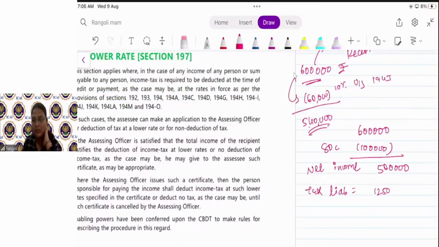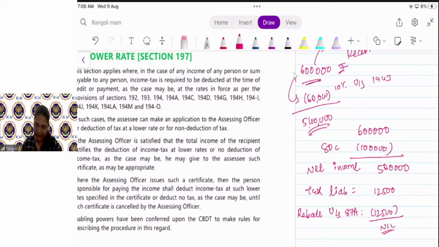So am I eligible for rebate under section 87A? Yes or no? Everyone? Yes or no? So rebate under section 87A is available. So my net tax liability comes to nil. But already the payer has deducted TDS of rupees 60,000 and deposited the same to the account of government on my behalf. Now what happened? I need to file a return of income. I need to wait for a refund, right?